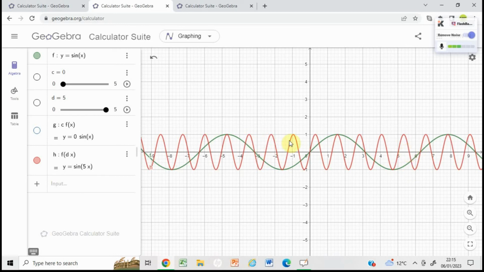So a quick way to remember this kind of transformation, always remember the second rule. You divide the x coordinates by the value of d, and the y coordinates will remain the same. That way you can't go wrong.